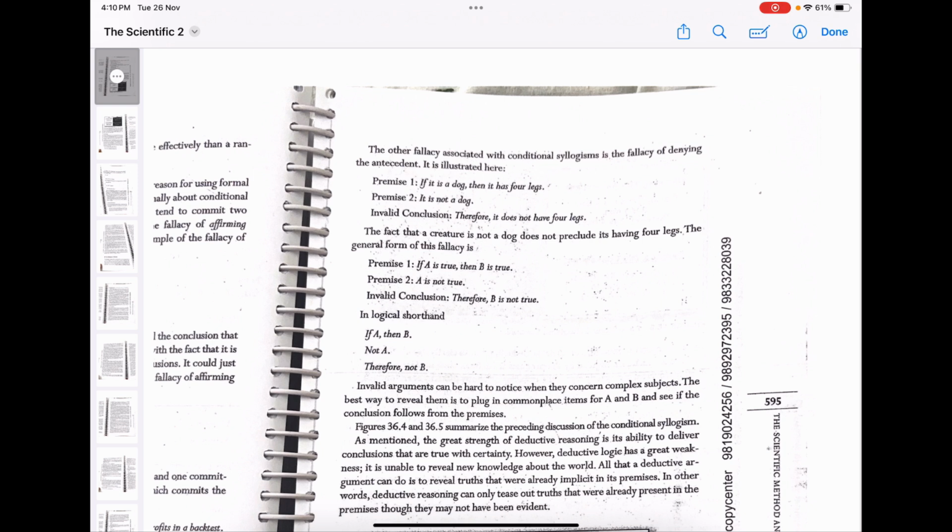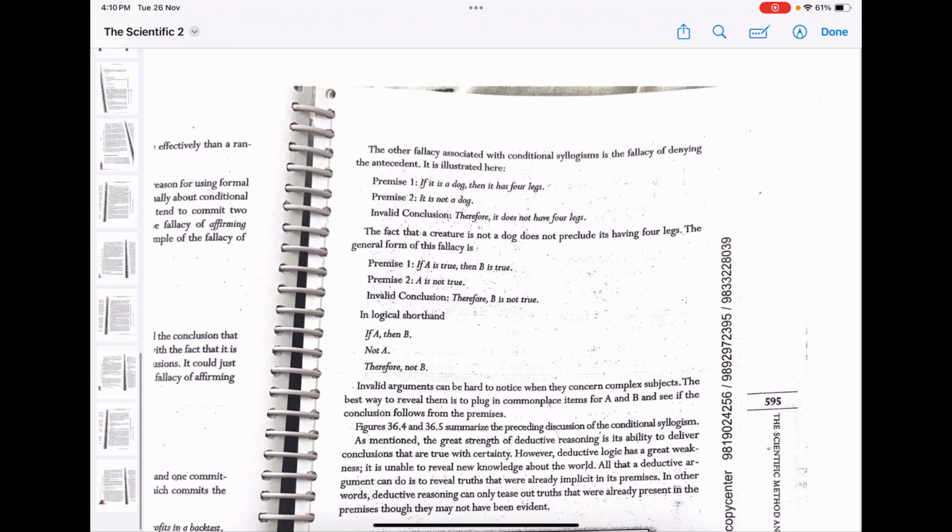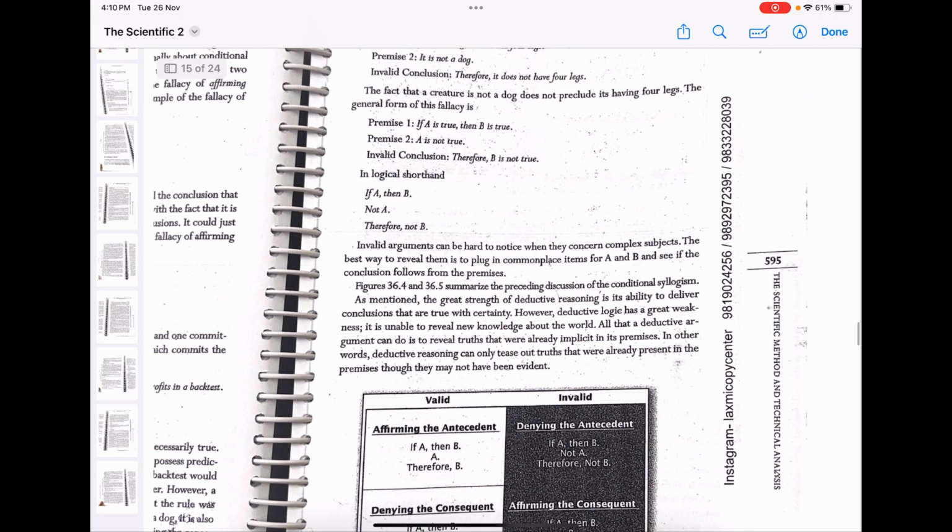Premise 1, if it is a dog, it has four legs. Premise 2, it is not a dog. Therefore, it does not have four legs. The fact that a creature is not a dog does not preclude its having four legs, right? Because you don't know. It might have four legs, right? Even if it's not a dog, for example, it could have been a deer. It's not a dog, but it does have four legs, right? So that is again invalid.